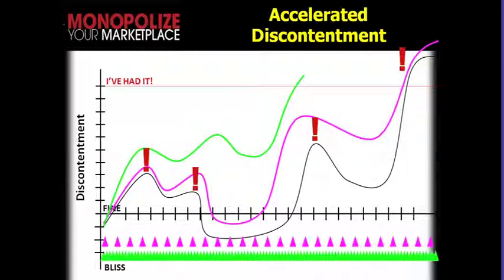You being there on a consistent basis so that when those incidences do occur, they seem much more urgent than they otherwise would. And here's the cool part. You're the one that's been there every week, every month, every couple weeks, whatever the case is. So when they finally decide to do something, guess who's there? Yeah, you. This is called accelerated discontentment.